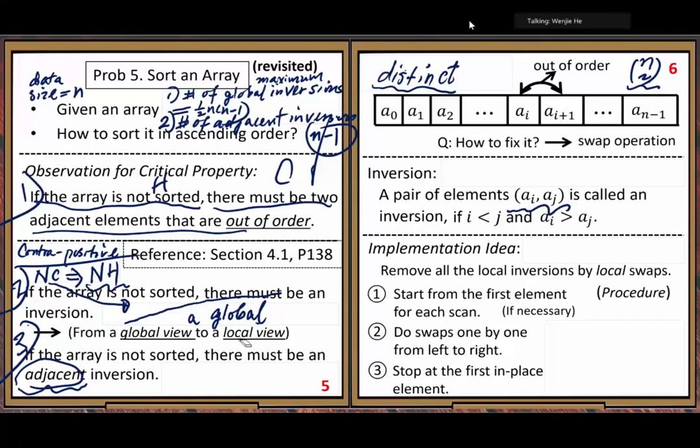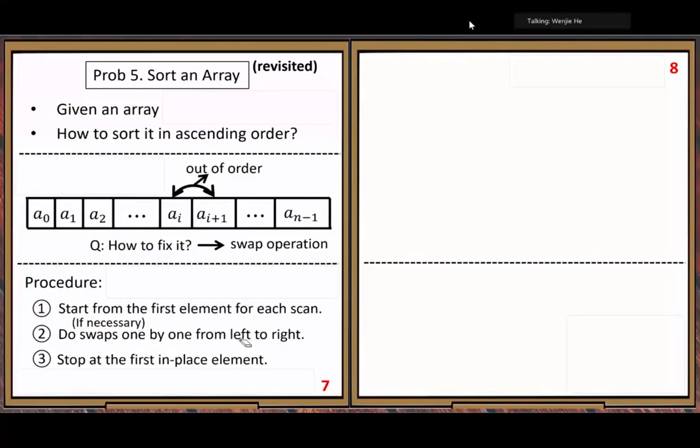All right. So based on these three steps, you can complete the whole sort algorithm. This algorithm is based on the main property: we only do adjacent inversion checking. Later, people call it bubble sort. That's the bubble sort.